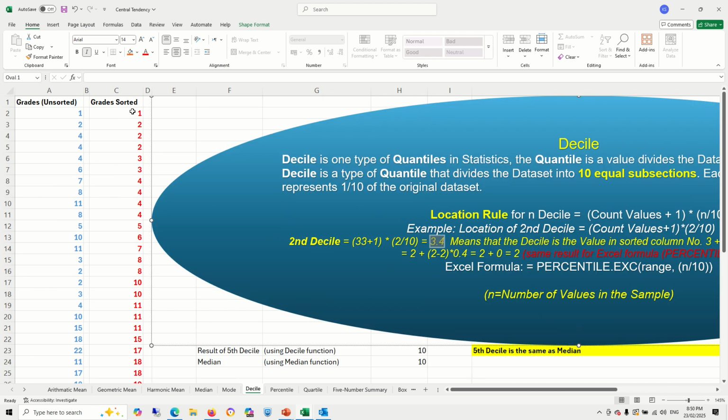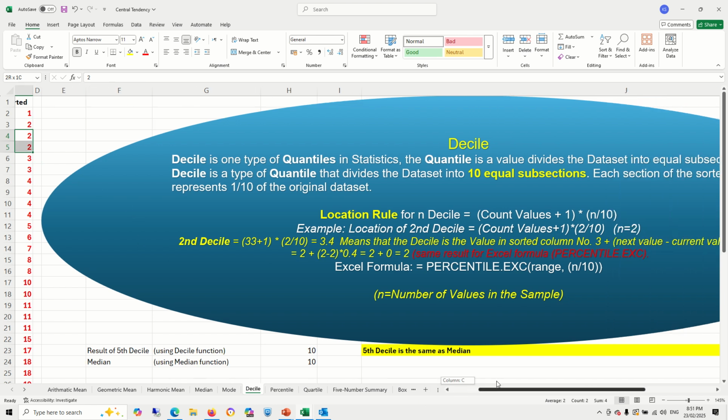So if we look at the sorted data, we have to look simply at 1, 2, 3. The third one, or the value number 3, is 2, and 0.4 means the distance between the third value and the next one, which is the fourth one. So if the third one is 2, as you see, and the next one is 2 as well, so we want 0.4 out of what? Out of 2 minus 2. That will equal exactly 2.